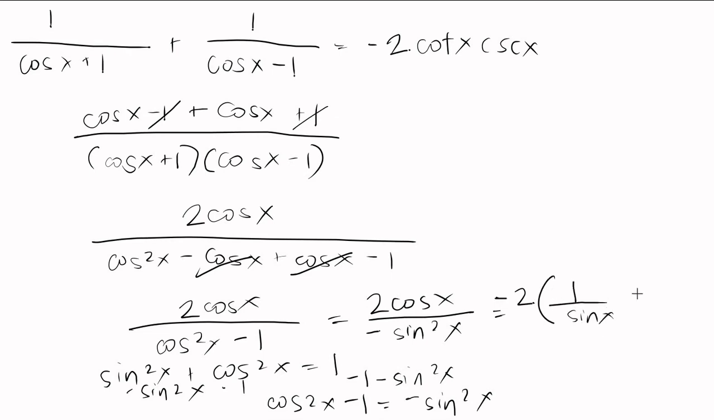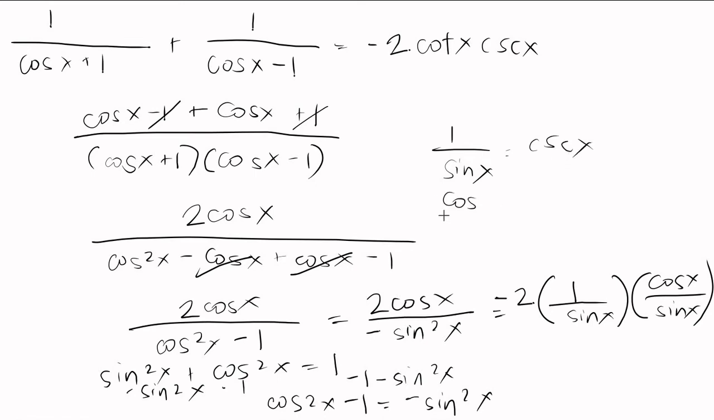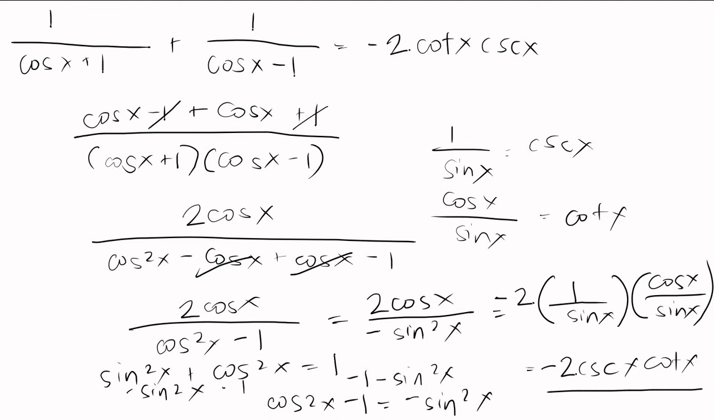So that becomes negative 2, and then we factor out sine: that's 1 over sine x and cosine x over sine x. We know that 1 over sine x is cosecant x because of the reciprocal identity, and then we also know that cosine x over sine x is cotangent x because of the quotient identity. So that will give us negative 2 cosecant x cotangent x.